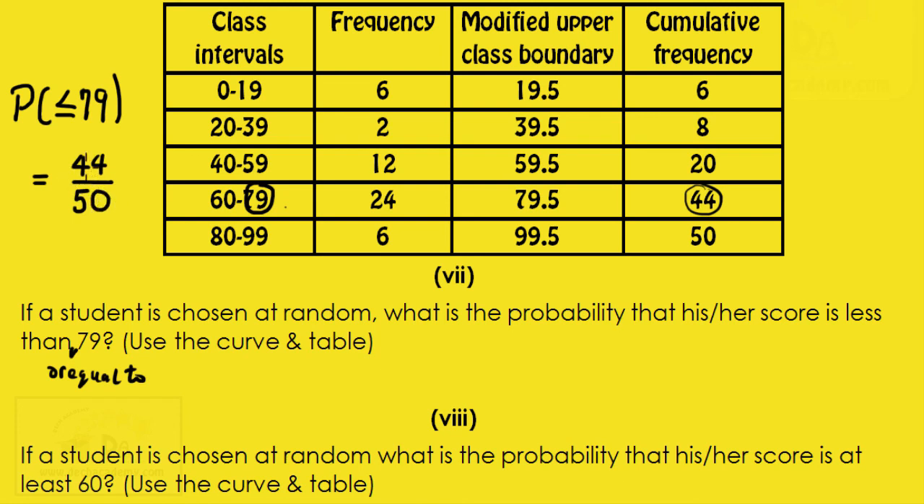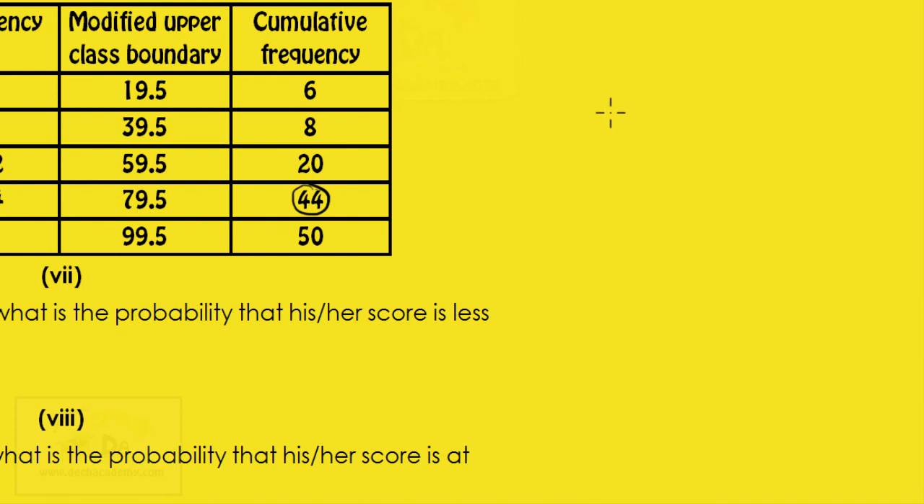So it's essentially saying the number of occurrences of the desired event, which is scoring less than or equal to 79, divided by the total number of occurrences, so 50, which is the total frequency. So that will be the answer to this. If one wanted to use the cumulative frequency curve, just draw a new one.